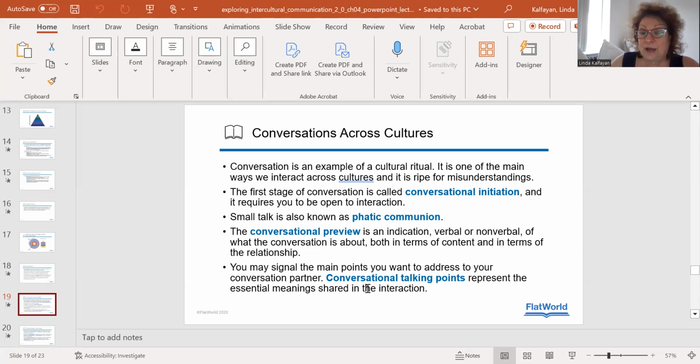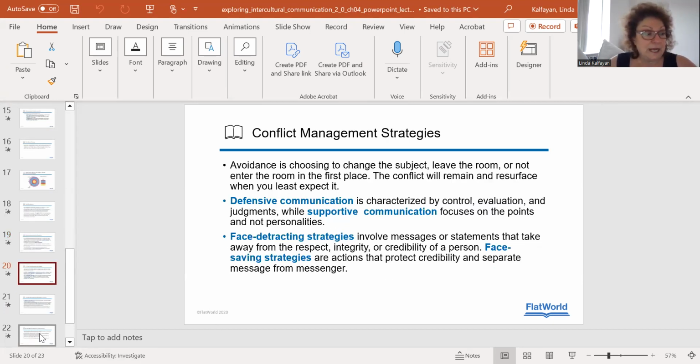So we've heard of conversational talking points, which represent the essential meanings that we share in the interaction. So what did we talk about? If you went to a movie, you would talk about what the movie was about. Those are talking points, and that's usually in any kind of situation where you're just meeting someone or continuing in a group situation or a workplace environment.